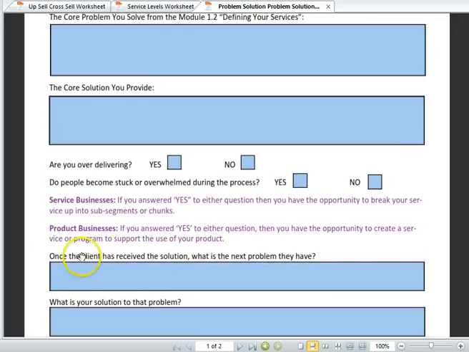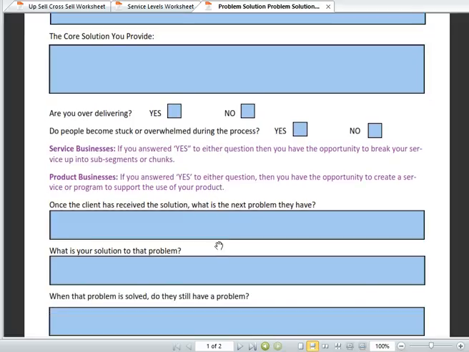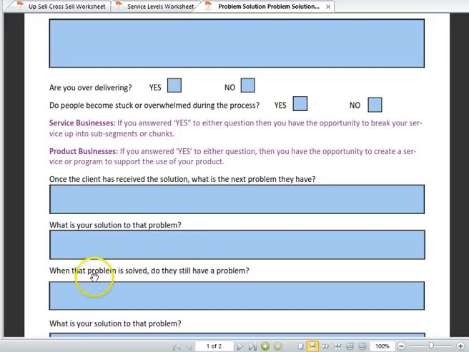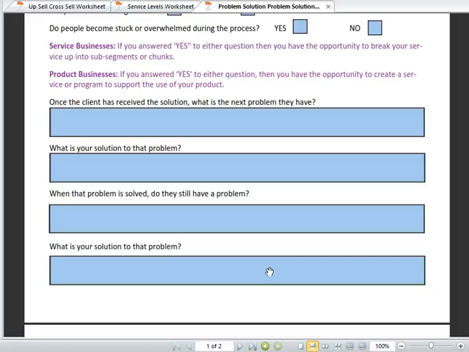So the next question is, and there's a segment on the next page that talks about chunking, but the next question is, once the client has received the solution, do you know what their next problem is? Now, if you're working one-to-one with your clients, you might be able to ascertain what is their next problem. And if you know that, what is your solution to that problem? And when that problem is solved, do they still have another problem? Okay, and then what's your solution to that problem? That's an easy way to take a look at it, especially if you're very linear and you said no to both of those questions above.